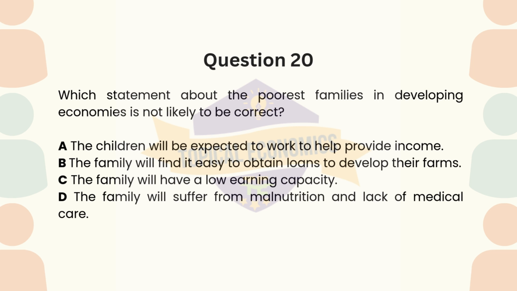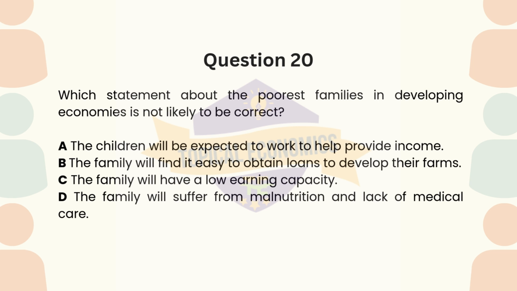Let us look at the options. Option A, the children will be expected to work to help provide income. Now this is common in low income families where children often contribute to household income. So this is incorrect.